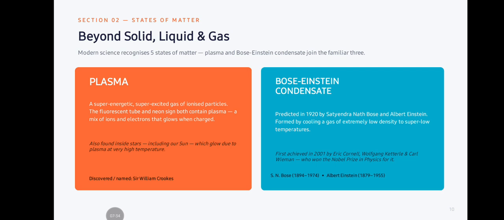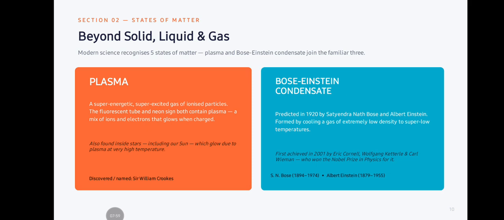Plasma, a super energetic, super excited gas of ionized particles. The fluorescent tube and neon sign both contain plasma, a mixture of ions and electrons that glows when charged. Also found inside stars, including our sun, which glow due to plasma at very high temperature.